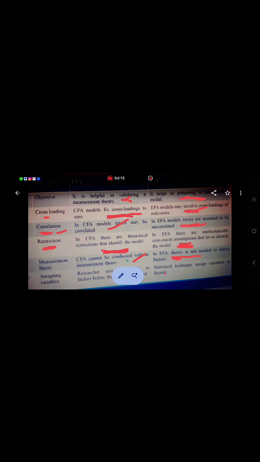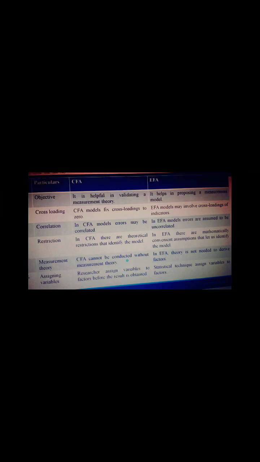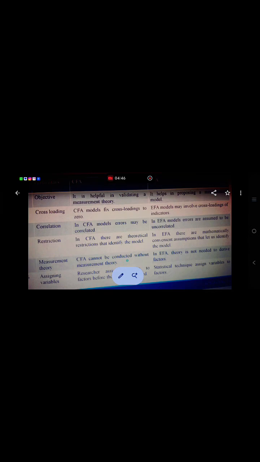Then we have assigning variables. In CFA, the researcher assigns variables to factors before the result is obtained, while in EFA, statistical techniques can assign variables to factors. I hope you understand the differences between EFA and CFA.